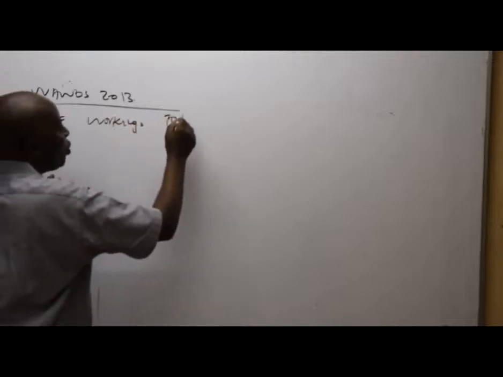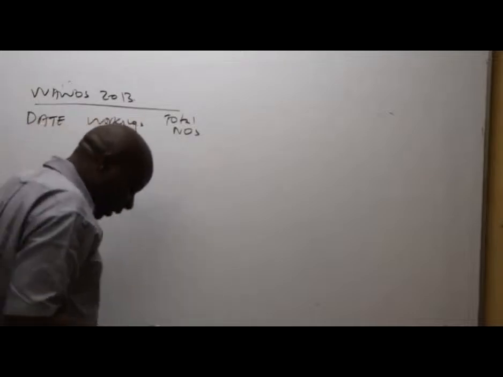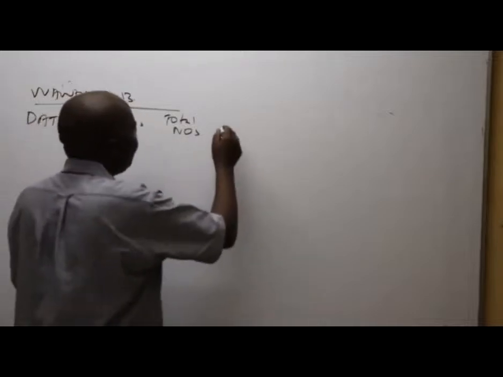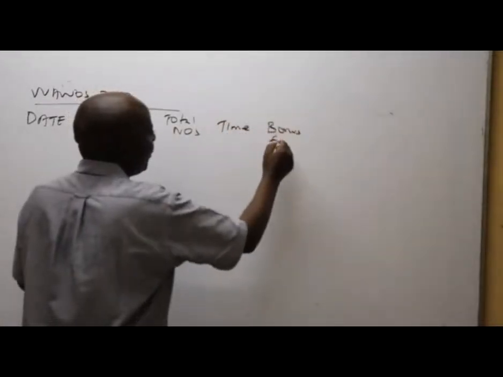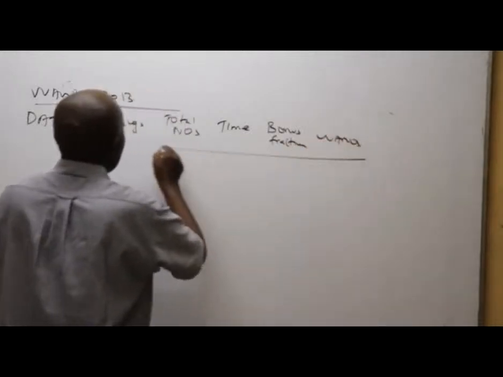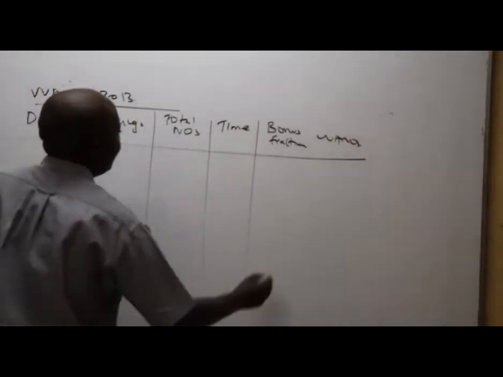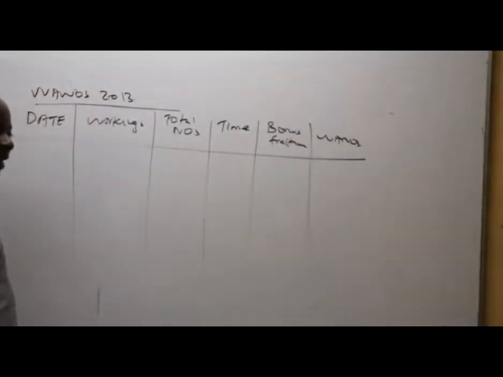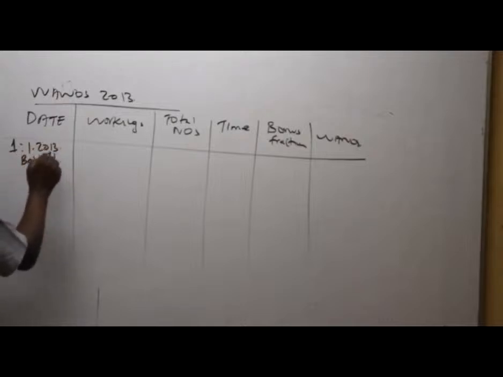Then we have the total number of ordinary shares, ladies and gentlemen. And then of course we have the time. We have the bonus fraction, and then we have now the famous weighted average like this. The good thing is the year ends in December. So I know here the beginning, I must say 1st of January 2013, balance brought down.